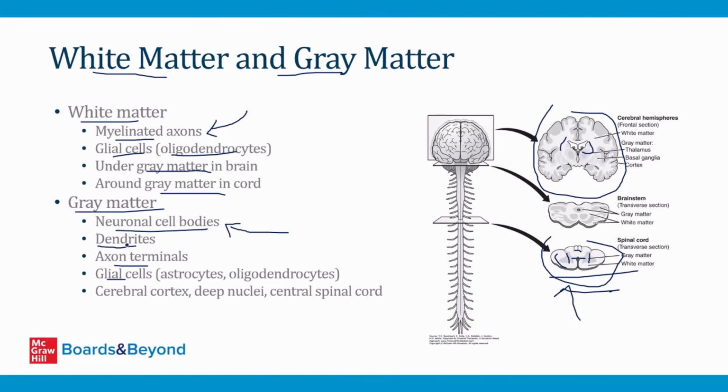And so you can find gray matter also in lots of different places in the central nervous system. You can find it in the cerebral cortex, the deep nuclei, which are part of the central nervous system, and also in the central spinal cord, just like shown in this image right here.